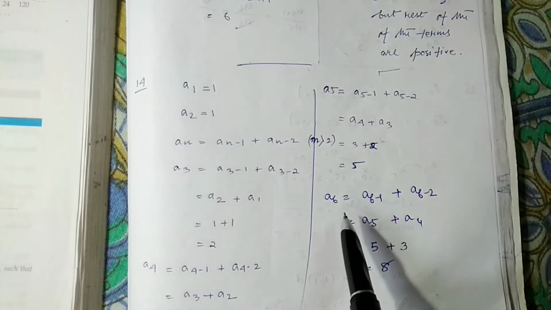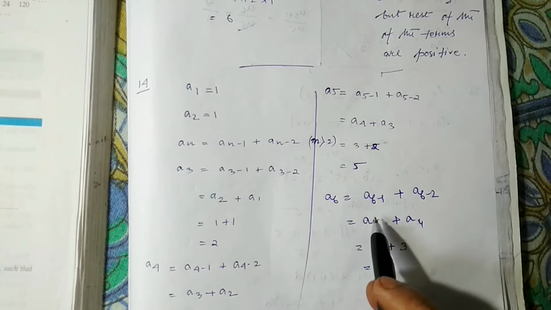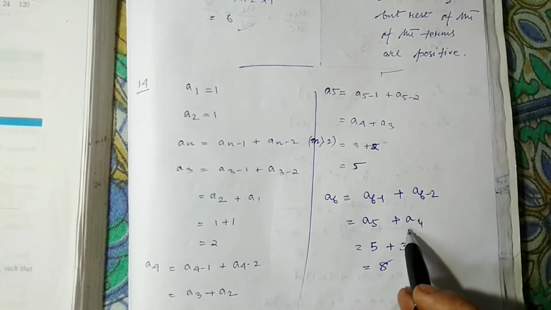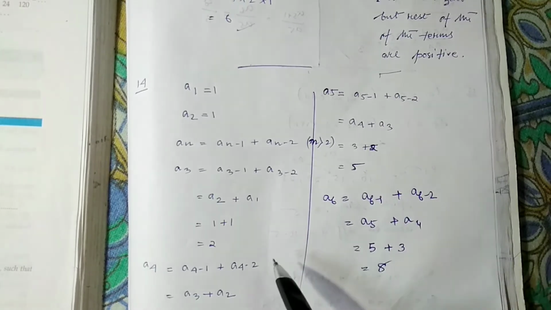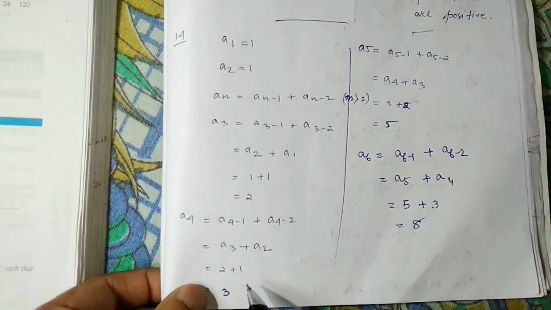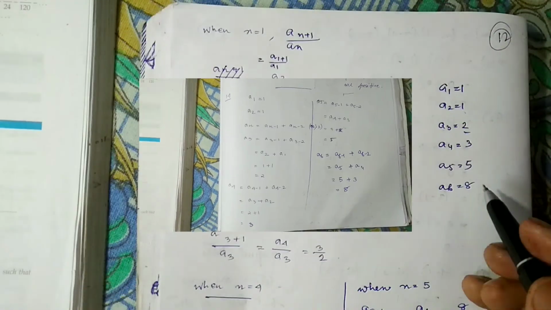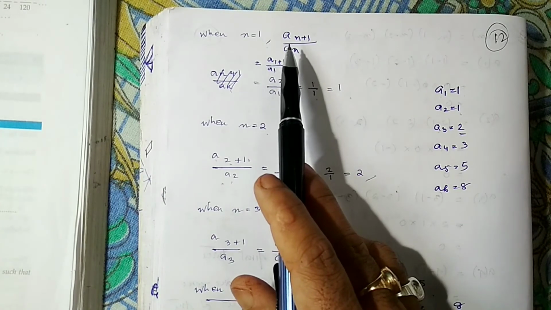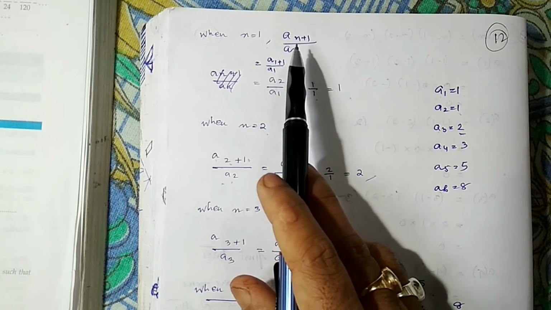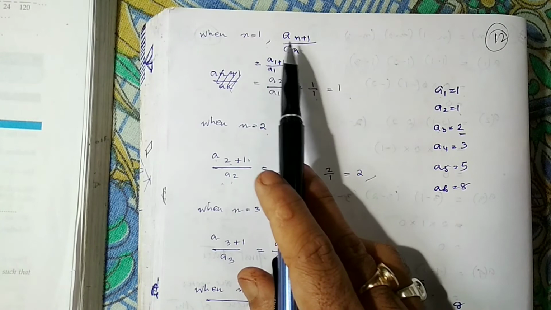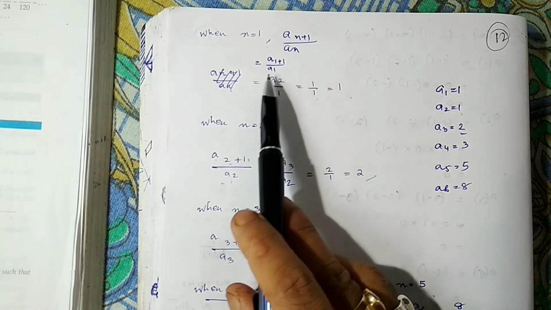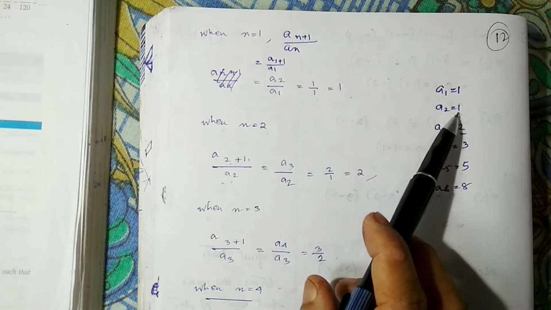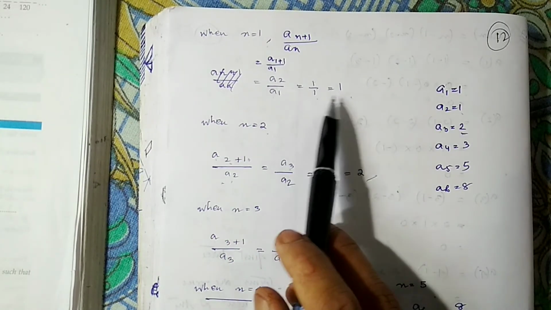If I consider n equal to 6, a6 will be a6 minus 1 plus a6 minus 2. So it will be a5 plus a4, and a5 is 5, and a4 we already got 3. So it will be 5 plus 3, that will be 8. Now I have written all these values. Now we are to find an plus 1 by an. When n is 1, it will be a1 plus 1 by a1. a1 plus 1 is a2 by a1. a2 you already know is 1. a1 is also 1. So 1 by 1, the answer is 1.